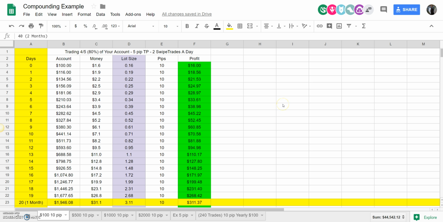And what I'm going to do here is explain this wonderful strategy that I've come up with, to help you make a whole bunch of money. Now I'm going to explain in detail exactly what all these columns mean. I'm going to explain the rules of the strategy and how to use it along with swipe trades.